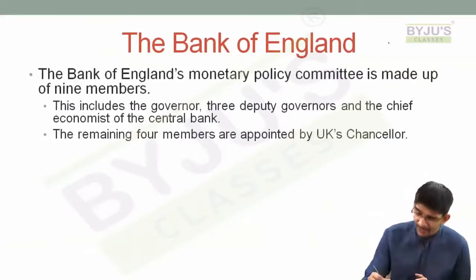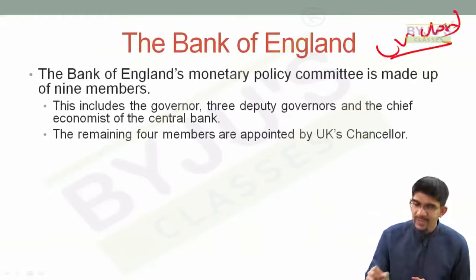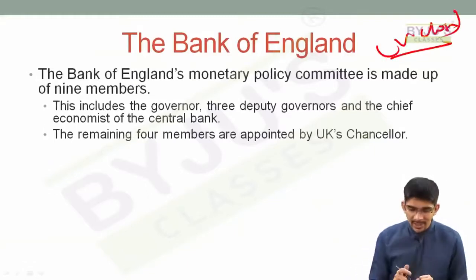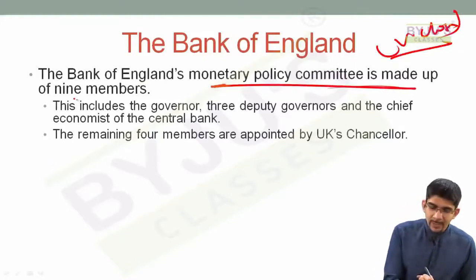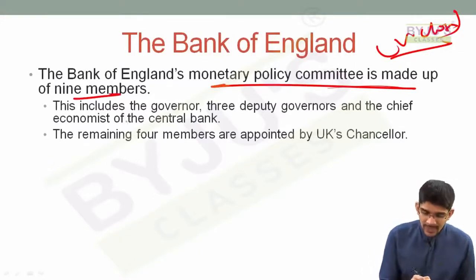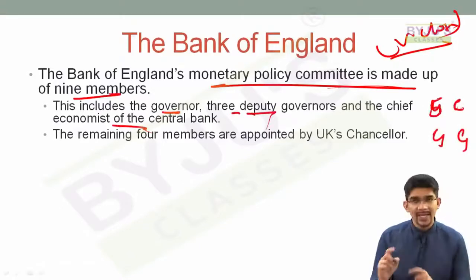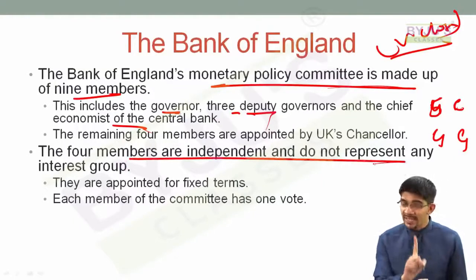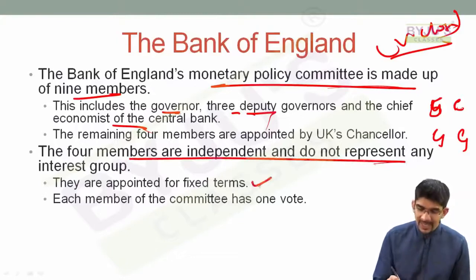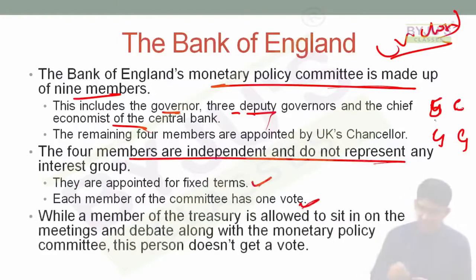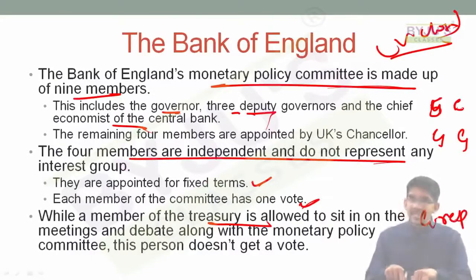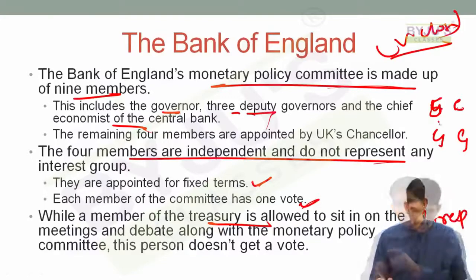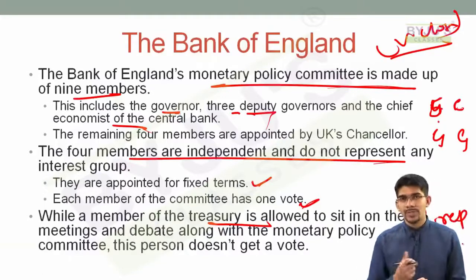The Bank of England, which is very important to us right now, is very close to the current proposed architecture. Their monetary policy committee is made up of 9 members, as we saw in the diagram also. We'll have the governor, 3 deputy governors and the chief economist. We have 5 from the central bank and 4 from outside. Now, these 4 members are independent and do not represent any interest group. That's very important. They are appointed for a fixed term and each member of the committee has 1 vote. Here also a member of the Treasury, a government representative, sits in the policy meetings, but he does not get a vote. As we'll see later, this is very similar to the current proposed architecture.